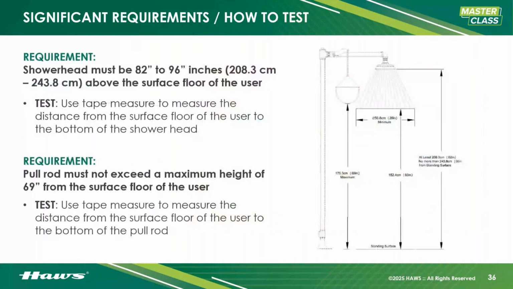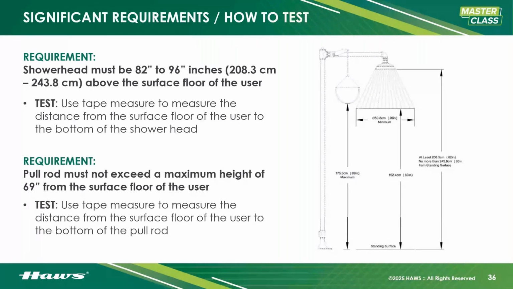The shower head itself, the actual outlet of water, not the bottom of the bell, the outlet of water, has to be between 82 and 96 inches above the surface floor of the user. This is to make sure that it's not too low and not too high for the user. If it's too low, it could be injurious. It may not cover your entire body. If it's too high, it's not going to cover you enough. It's going to sort of spray you and everybody nearby. So ensure 82 to 96 inches and just measure from the floor to the outlet of water, whether it's a nozzle, a dispersion plate inside of the shower head, etc. That's what we're measuring to.